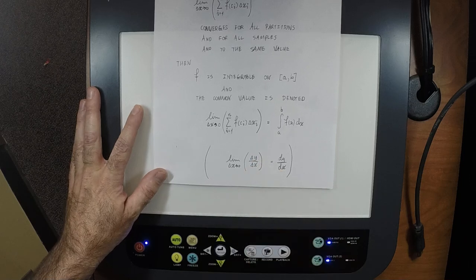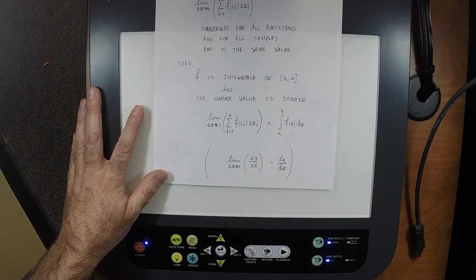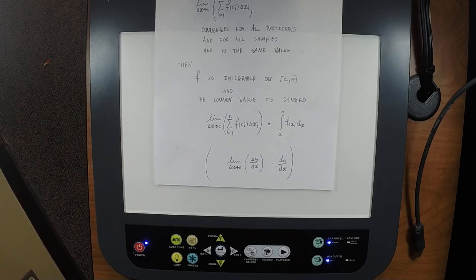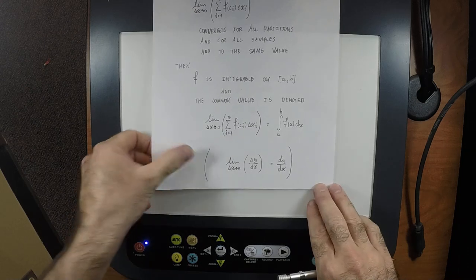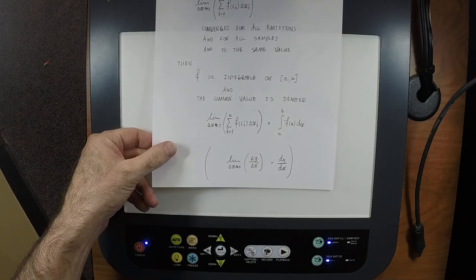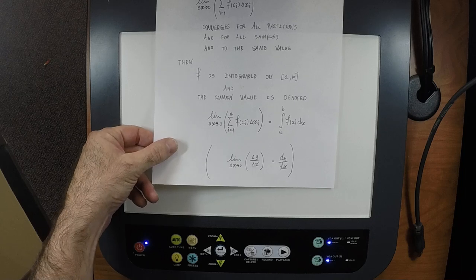Greek, Latin. You might be amazed just how many formulas this works out just perfect for, because of the long history of mathematicians arranging this joke. Okay. So this common value is called an integral.